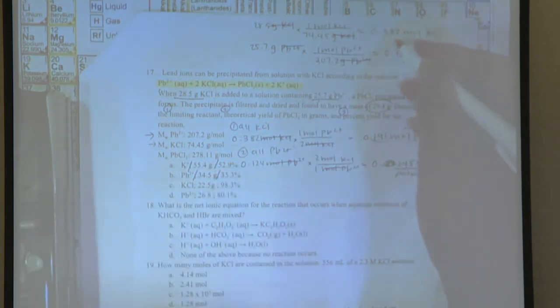If I use all of my Pb2+, right, I use all 0.124 moles of this. For every 1 mole of Pb2+, I need to use 2 moles of KCl. If I do that properly, I should get a number like this. 0.248, sorry guys, 0.248 moles KCl. This is possible, right? I have much more than that at my disposal. So it looks like Pb2+ is going to be my limiting reagent, right? The limiting reagent is Pb2+.